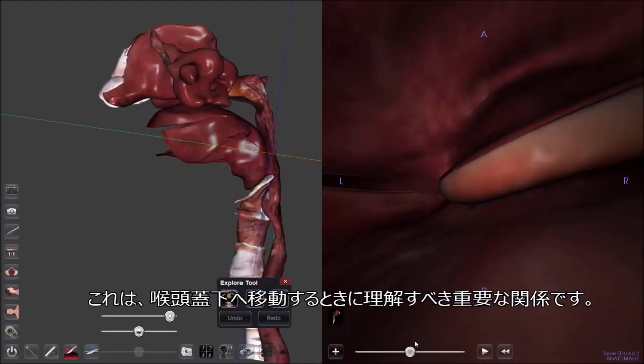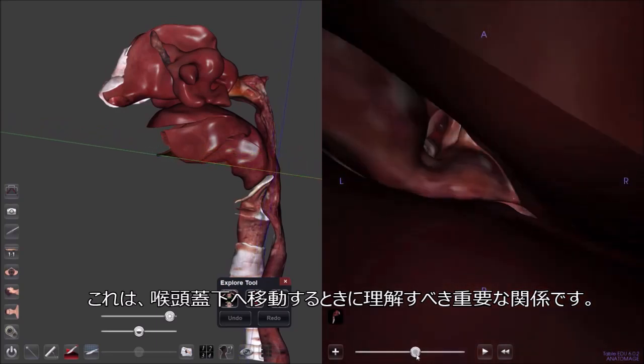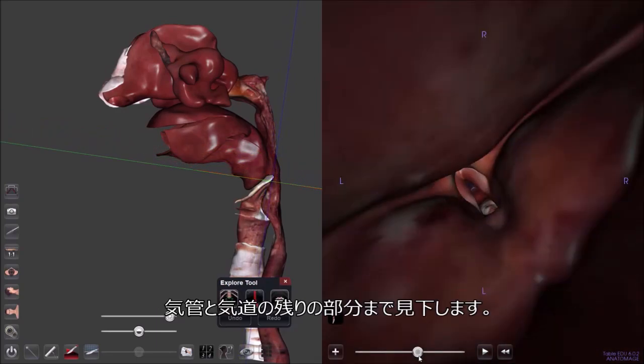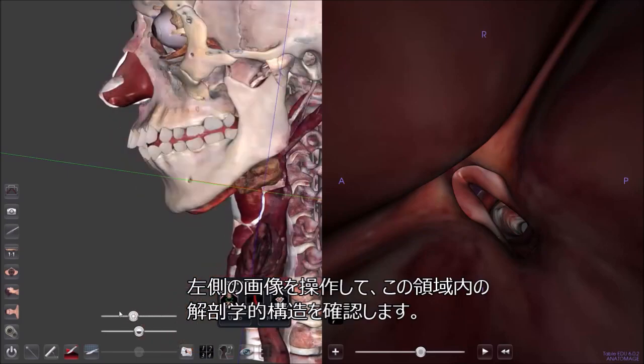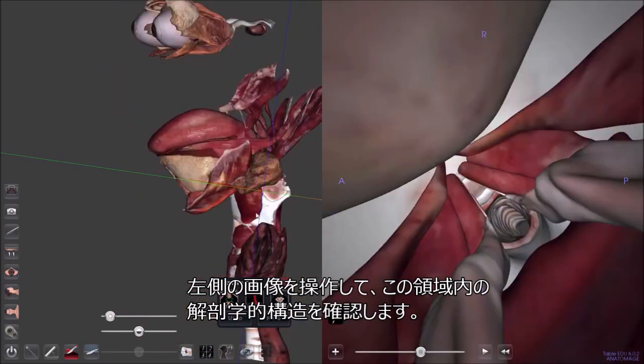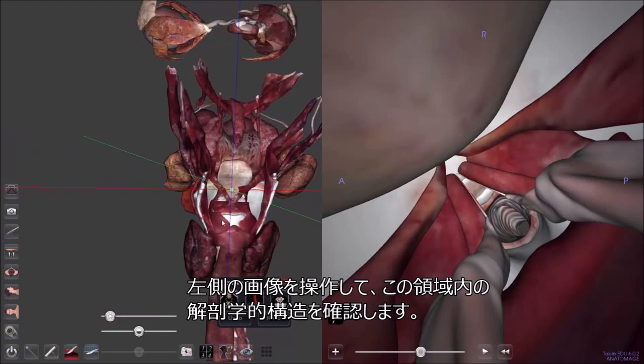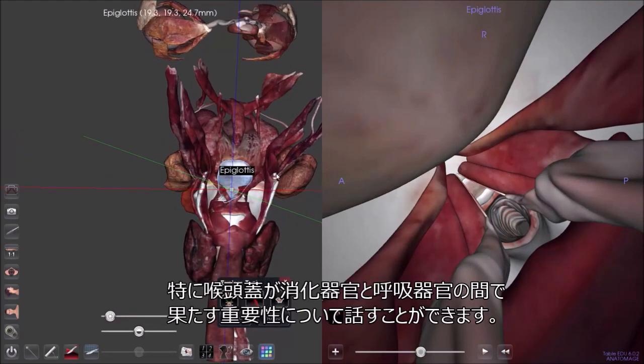Now, this is an important relationship to understand. As we move underneath the epiglottis, we can start to see down to the trachea and the rest of the respiratory tract. We can also manipulate the image on the left side to better get a visual of the anatomy inside of this area. And in particular, I can point out the epiglottis and start to talk about the importance this plays between the GI and respiratory systems.